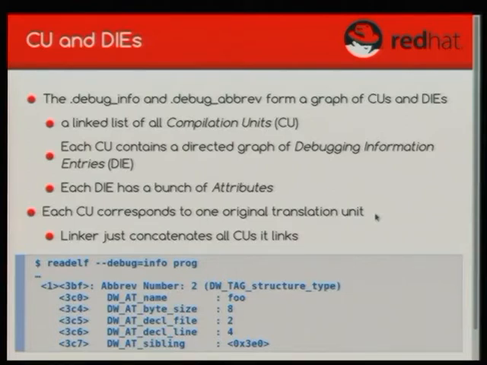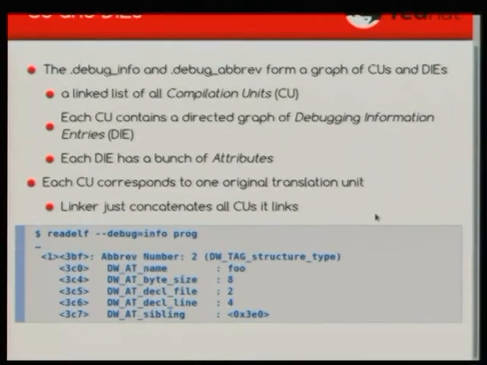So writing a linker which can link your debug information is a really easy task. This is an example of how a specific DIE, the debug information entry, looks like. We can see that the type of the DIE is a structure type, because it's the beginning of some C structure. It has about 5 attributes: a name, size, where it was defined, and it has some sibling in the graph.